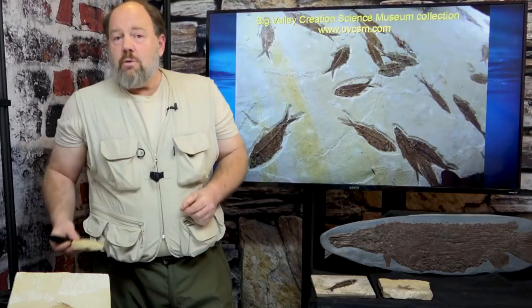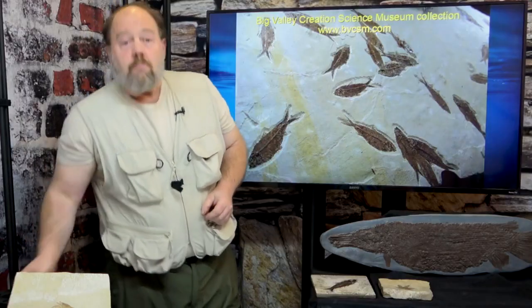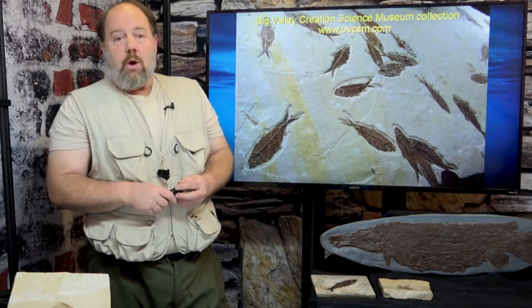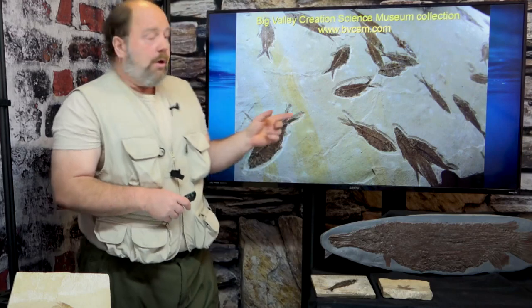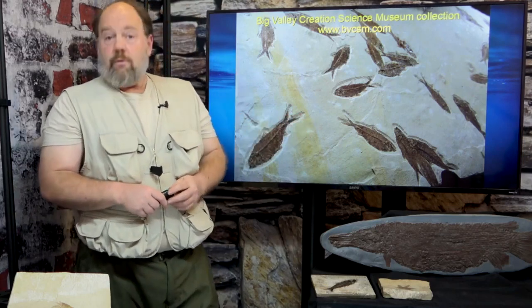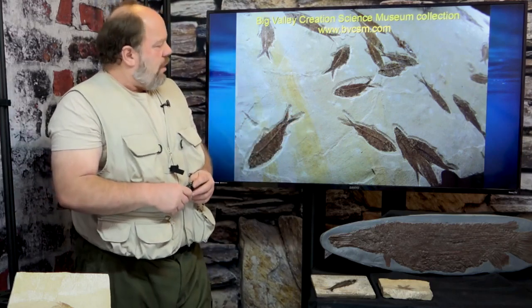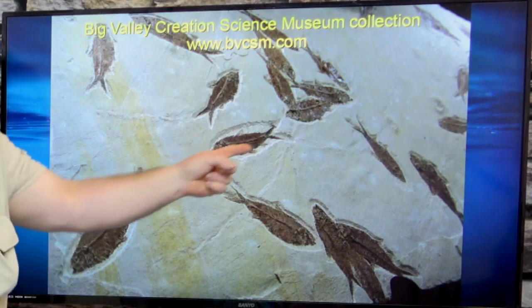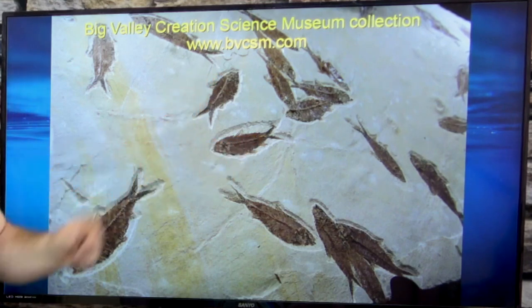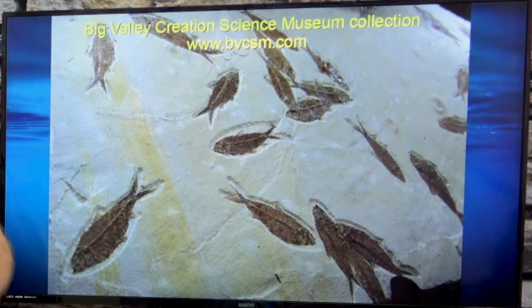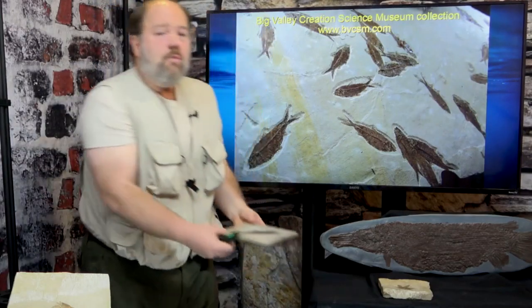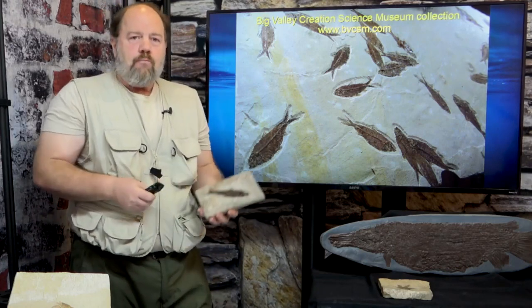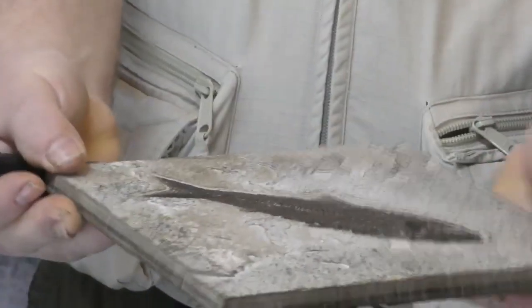I previously showed you these fossil fish from the Green River Formation in Wyoming on display at the Big Valley Creation Science Museum in Alberta. Do make sure you stop in for a visit. With even soft tissues preserved in stunning detail, these fish, alleged to be 48 million years old, have shown change over time. They have evolved into a flatfish.